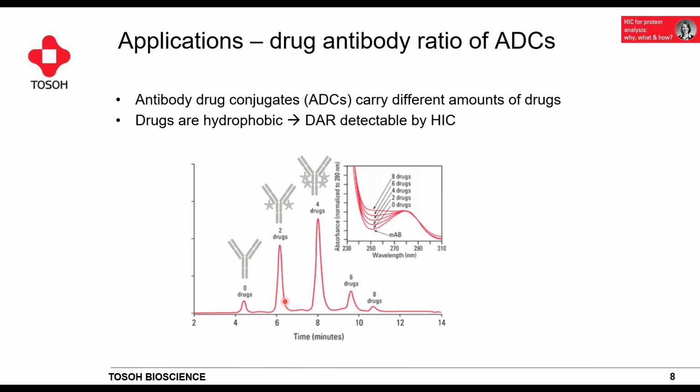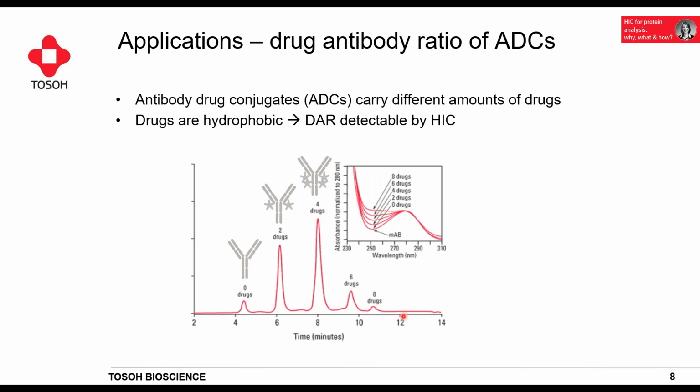hydrophobic interaction chromatography. The more drugs there are on the antibody, the later the molecules will elute. You can very nicely separate them. If you quantify the peak areas underneath these, you can calculate the average drug-antibody ratio using hydrophobic interaction chromatography.